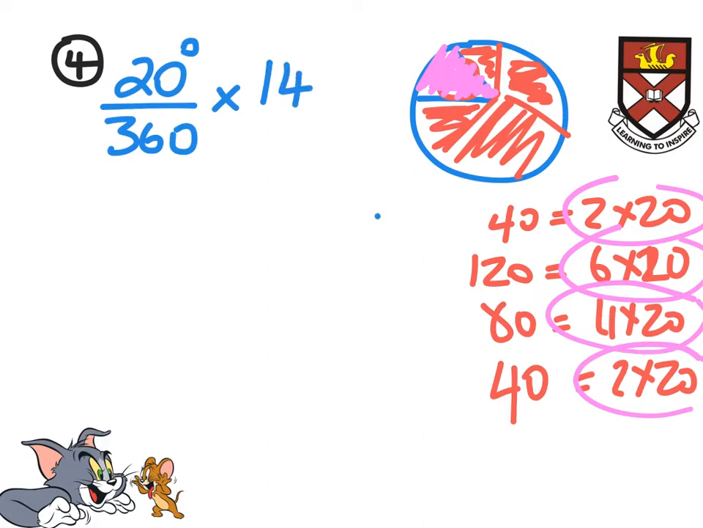144. Oops, my page has moved. Times 144. So if I can do that sum, I can get all the other answers. So how do I cancel this fraction down? Well, I've got zeros at the end, so they're going to cancel each other out.